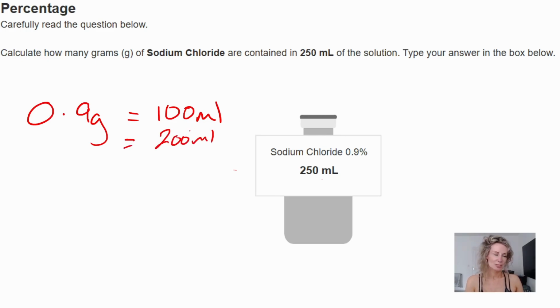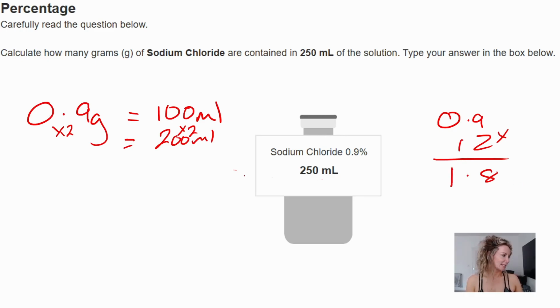What do I do to 100 to get 200? Well, I have to times it by 2. So that means I'm going to have to do the same thing to 0.9. So little sum, 0.9 times by 2. 2 times 9 is 18. 8 down, 1 up, decimal point. 2 times nothing is nothing. Add the 1, 1.8. So that means that 1.8 grams is contained within 200 mils.